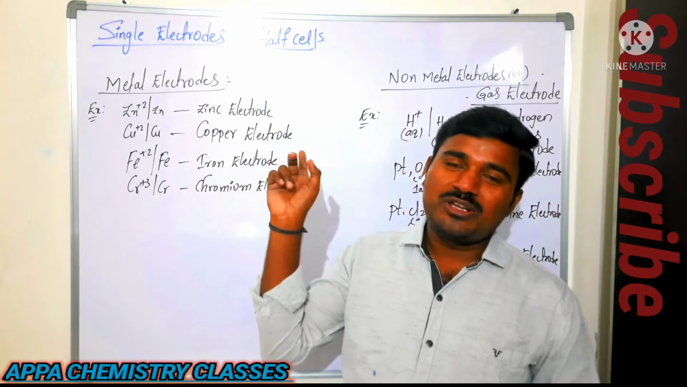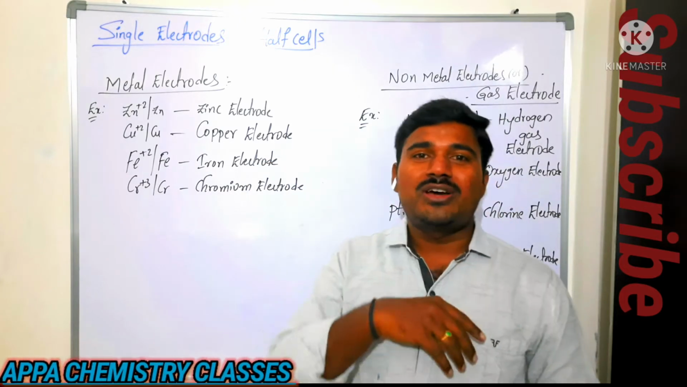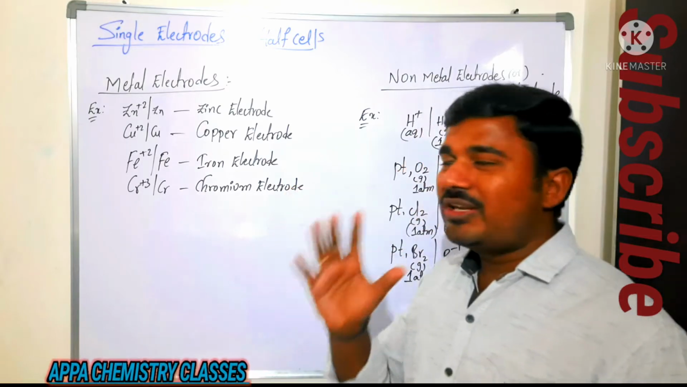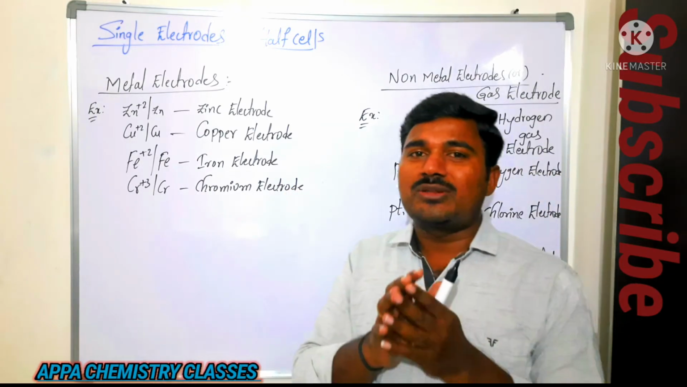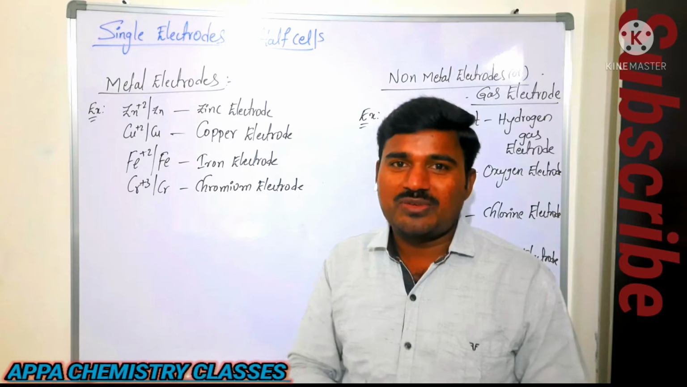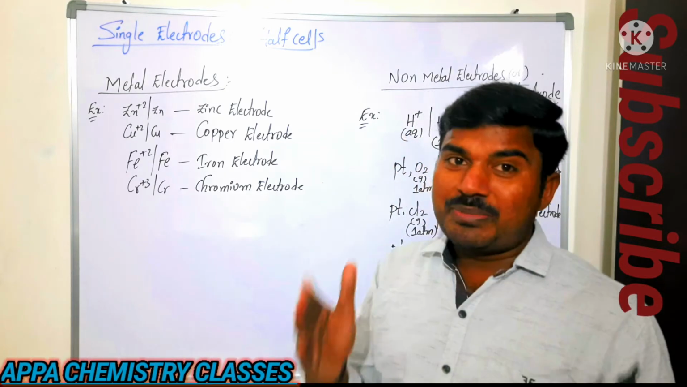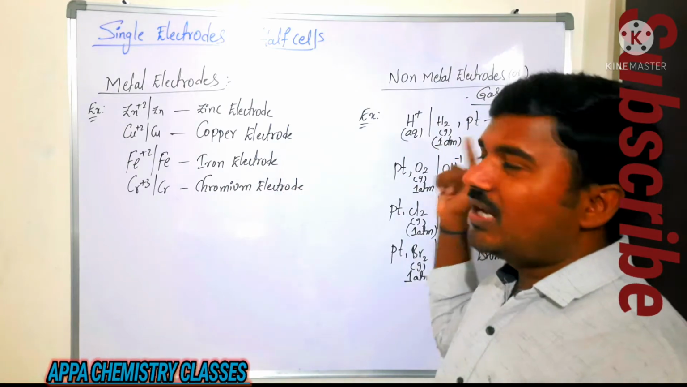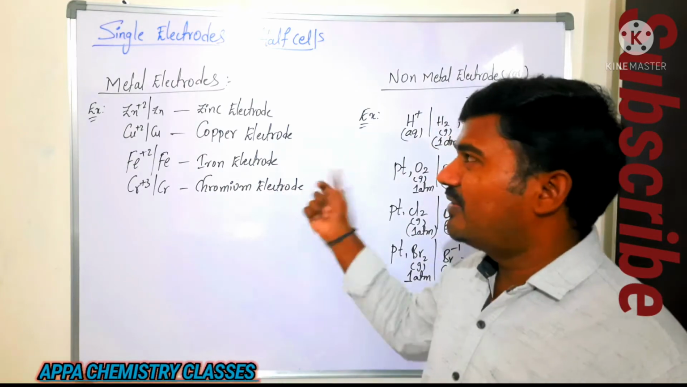Before this video we had done the galvanic cell, that is electrochemistry part 9. There I had explained the galvanic cell clearly, with all the example problems, and the representation of cell. Those all we had discussed. Now we are going to see the single electrode potentials or half cells.